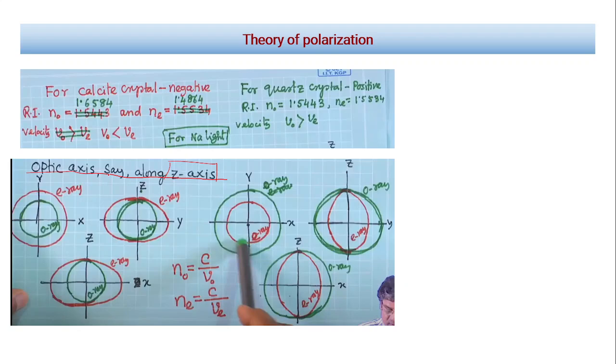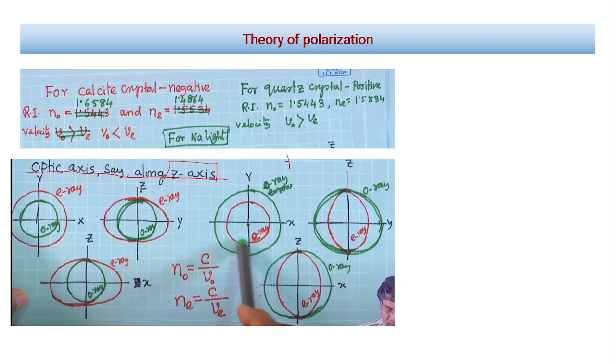If I'm saying this is for calcite, then for calcite we know the velocity of the E ray is more, and the velocity of the O ray, which is the same everywhere, will remain like a sphere. But the E ray behaves like an ellipse. And the same happens when I change from x to z, the same elliptical behavior.